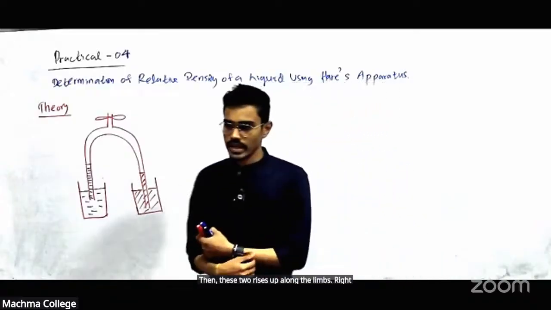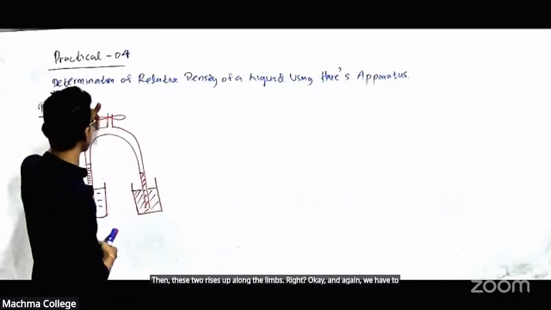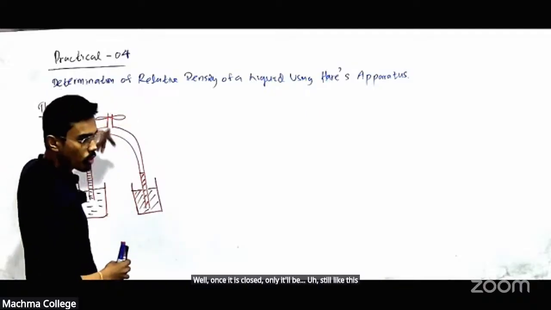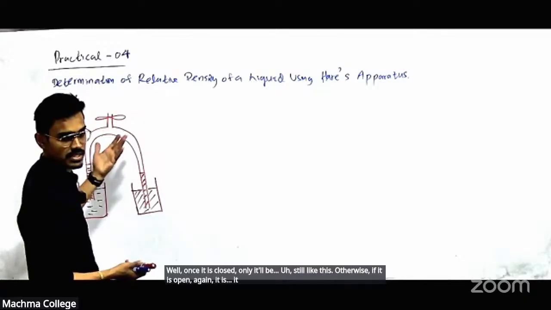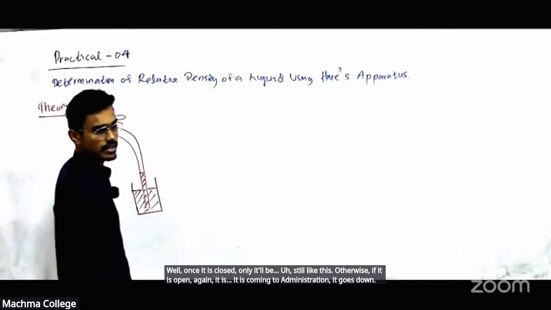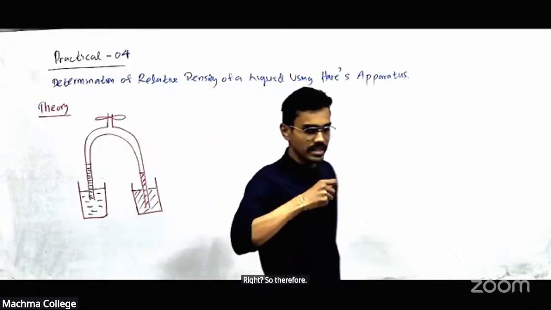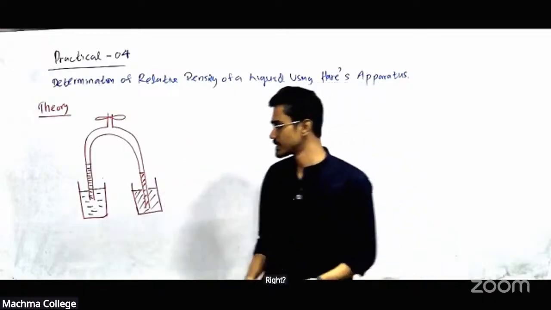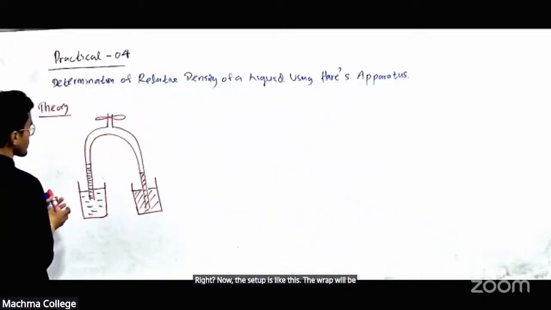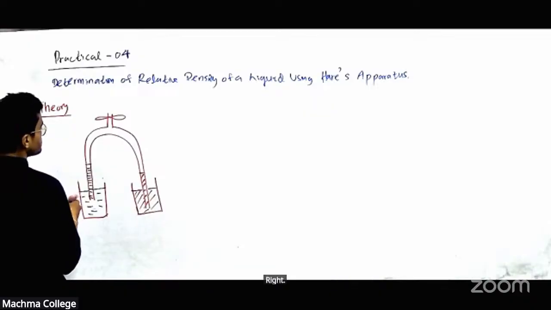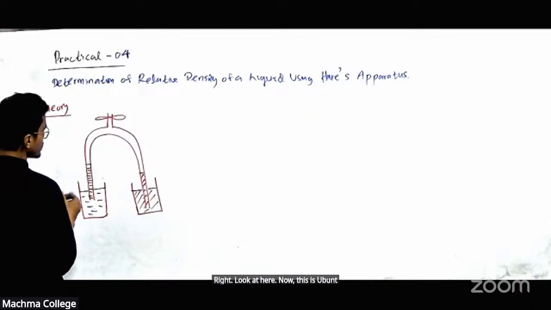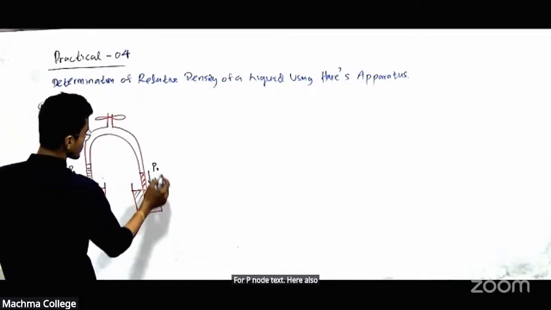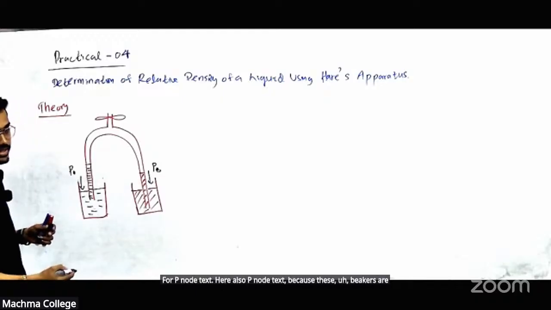And again, we have to close the valve. Once it is closed only, it will stay like this. Otherwise, if it is open, it comes back to atmospheric pressure and goes down. So we have to just open it, suck air out, and close it again. Now the setup is like this. Look at here. Now this is open to atmosphere from these ends. So P naught here, and P naught here also, because these beakers are open to atmosphere.